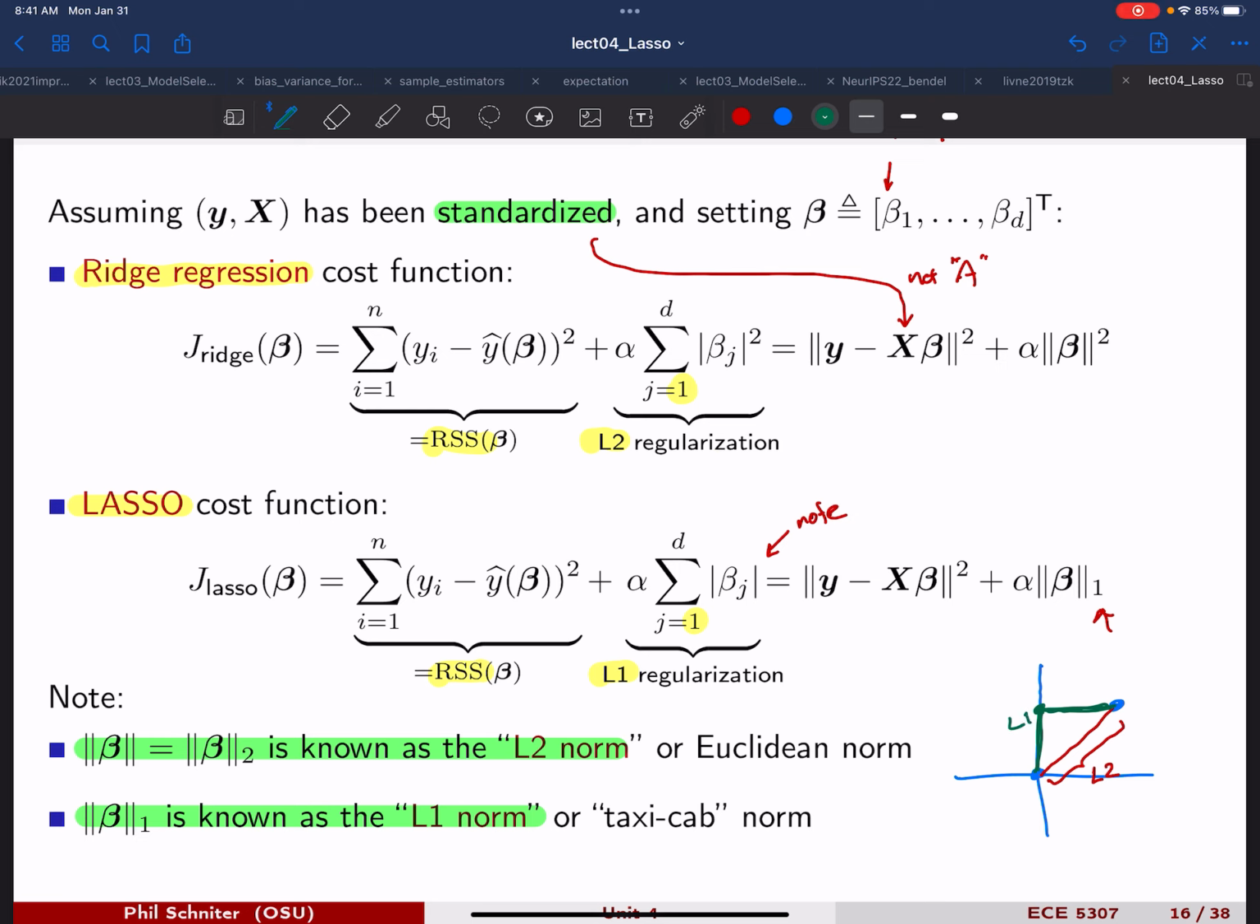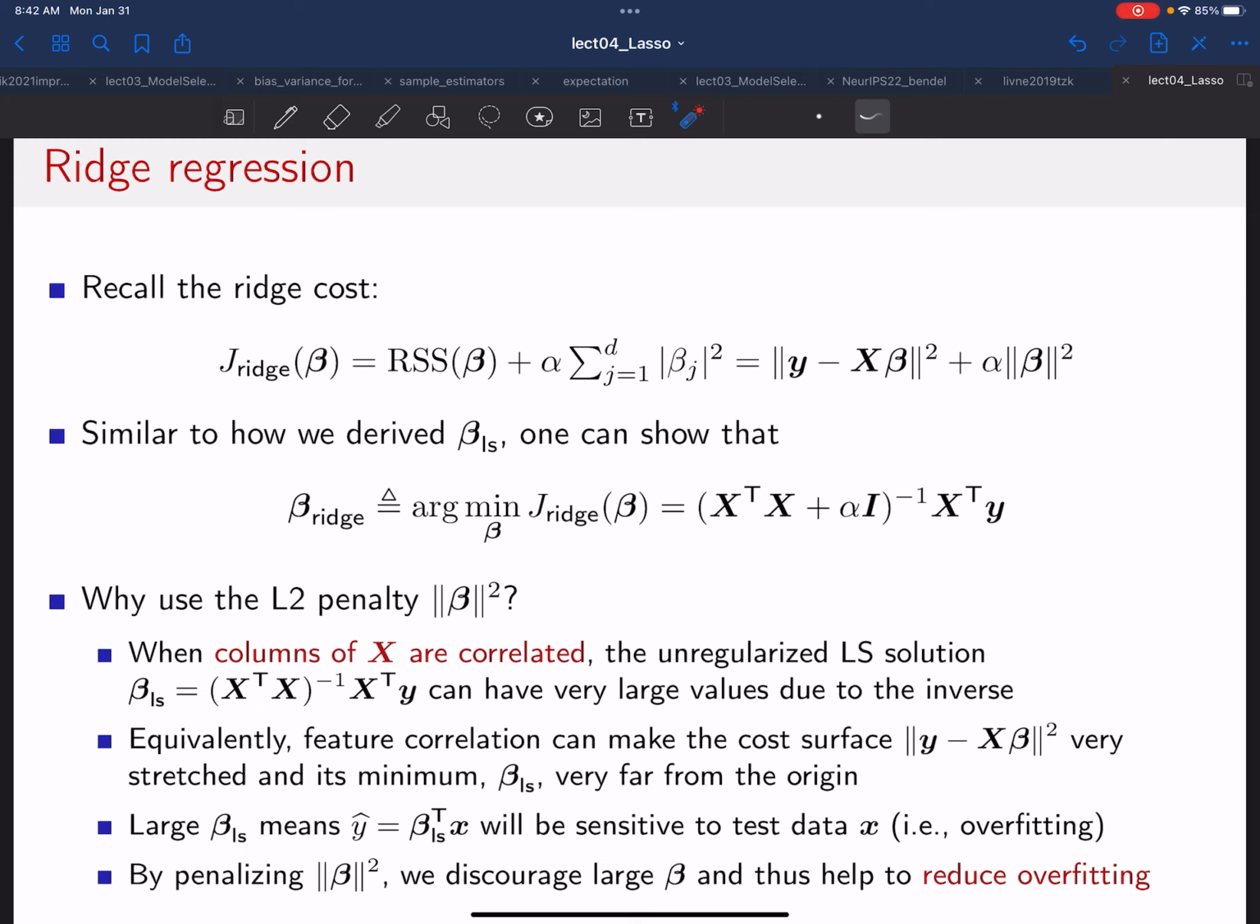Okay, any questions on Lasso or ridge? Okay, so let's study them a little bit more. Let's focus on ridge first. So here's the ridge cost: RSS plus alpha times the sum of the squares, which we know is the L2 norm on y minus x beta, plus alpha times the L2 norm on beta itself. And we can use a very similar derivation to what we did back in Unit 2 to derive the minimizer of this, the beta that minimizes that. And it turns out it has this expression here.